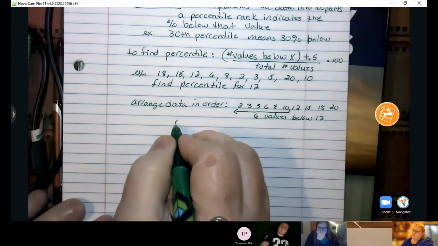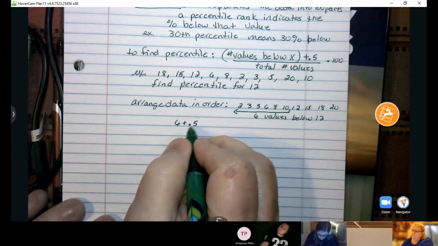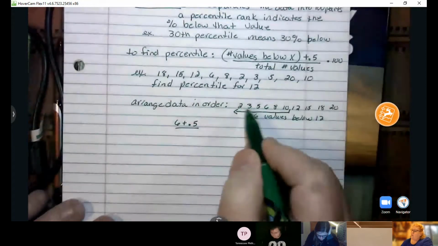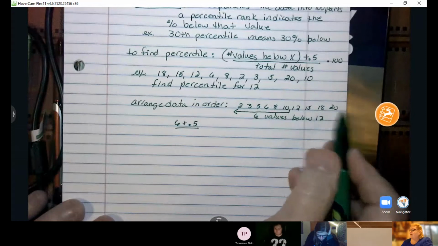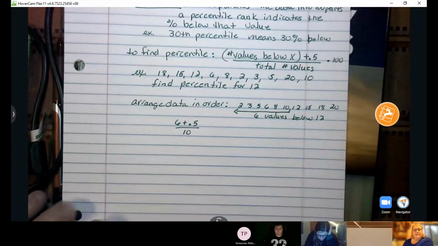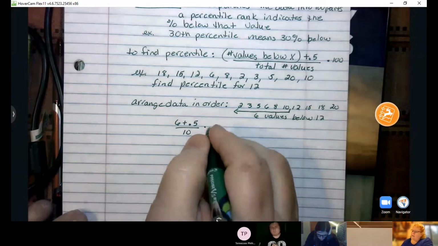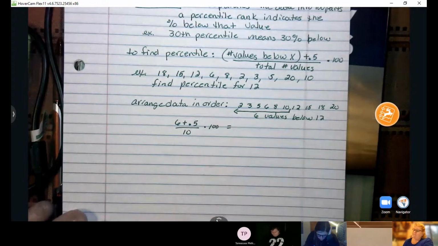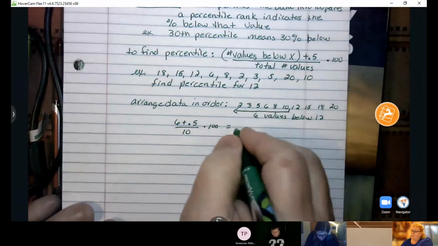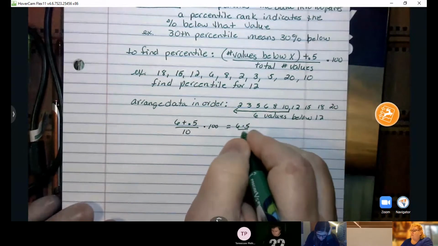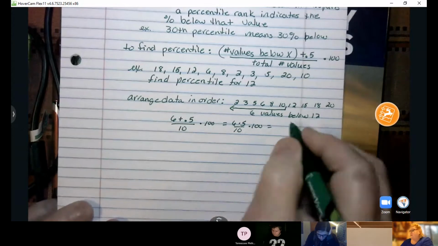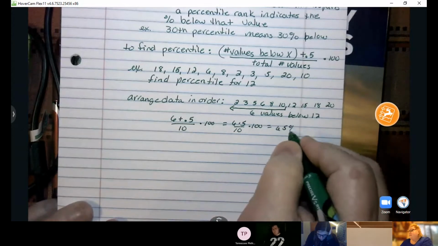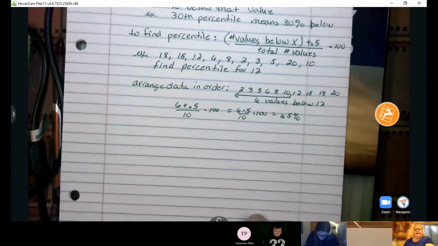So that means we're going to do 6 plus 0.5 divided by 1, 2, 3, 4, 5, 6, 7, 8, 9, 10 items in our list total, times 100, which means we get 6.5 over 10 times 100, which means we get 65% for our percentile.